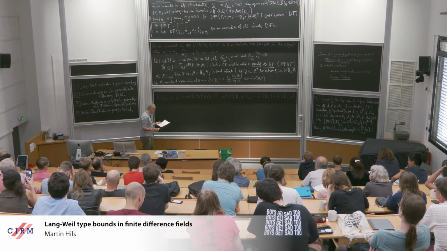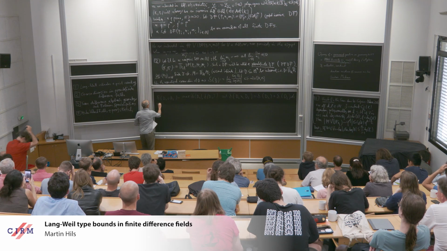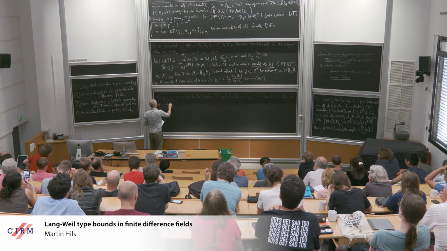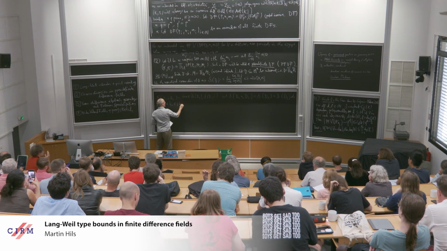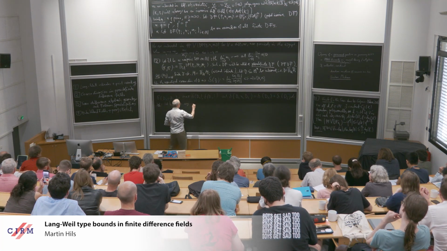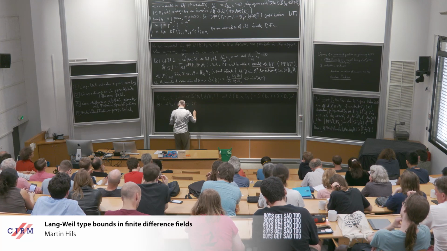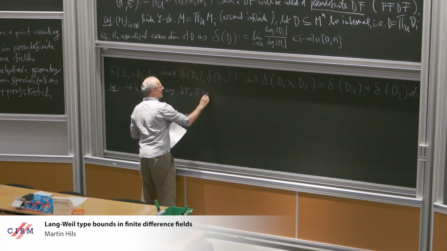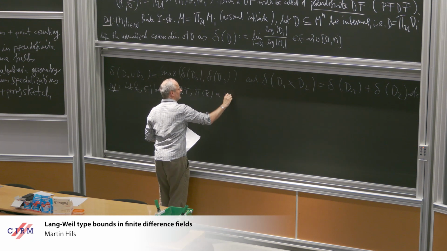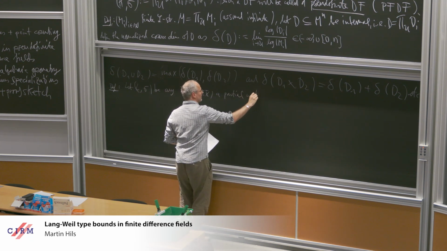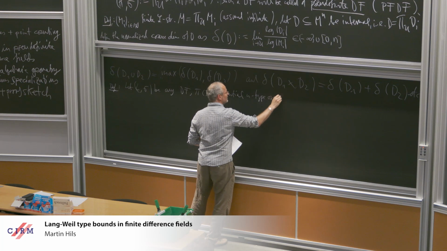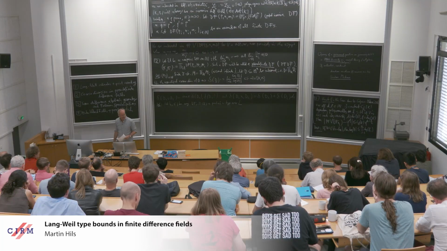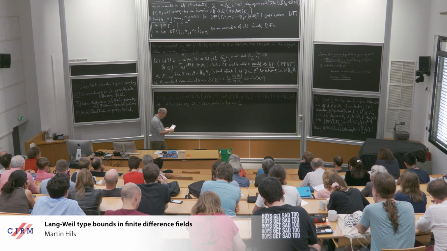Now, a second notion of dimension, which we only have in difference fields. So let L sigma be any difference field. Any means still inversive, but it doesn't matter here. Let pi of x be a partial n-type over L. So it's a collection of formulas in n variables with parameters from L.